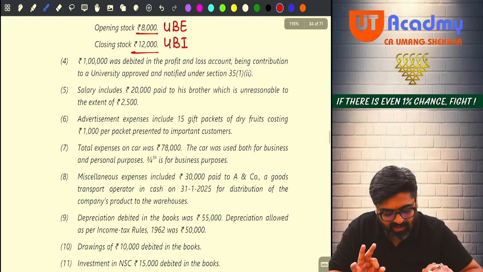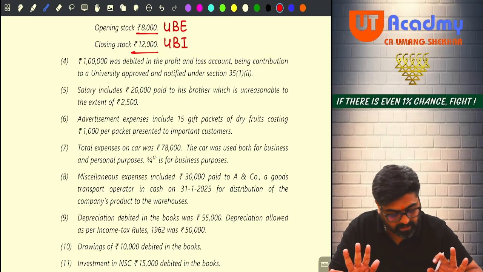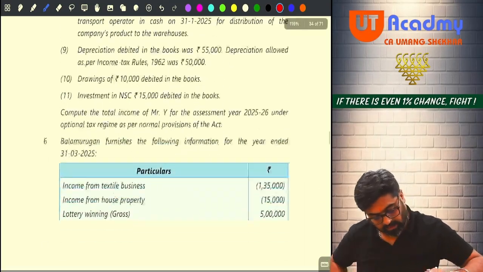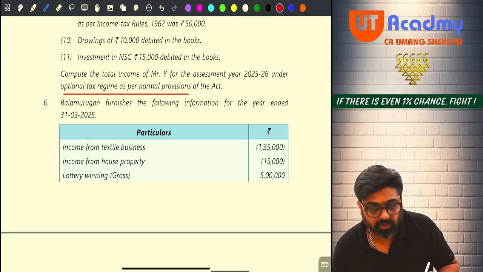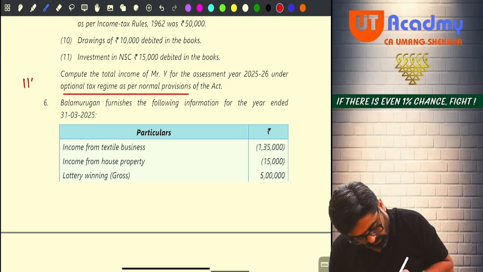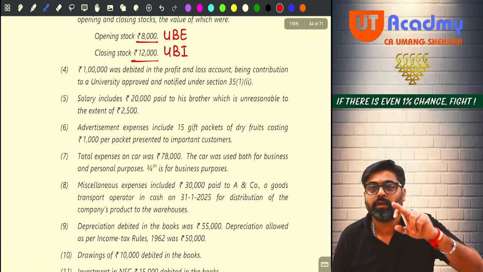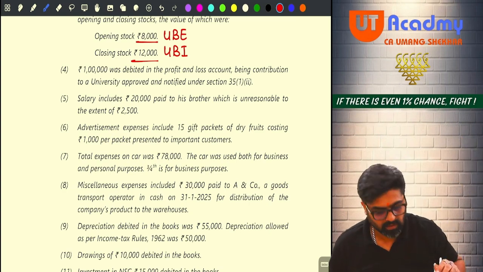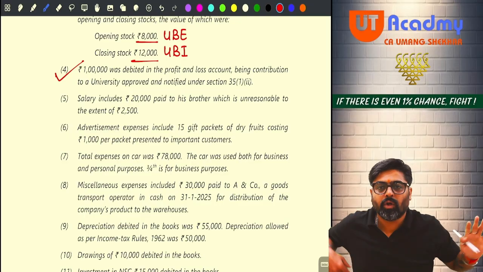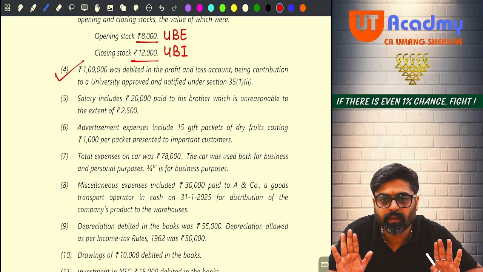1 lakh was debited in the P&L account being contribution to university approved and notified under section 35(1)(ii). Let us see the last line. Optional tax regime as per normal provisions. Meaning 115BAC followed or not followed? Not followed. If you are not following 115BAC, then donation for scientific research is allowed, no? So please allow this 1 lakh. No need to add, no need to reduce. Getting my point?